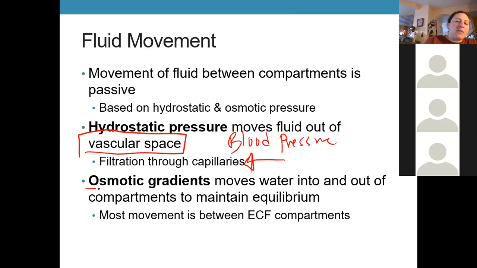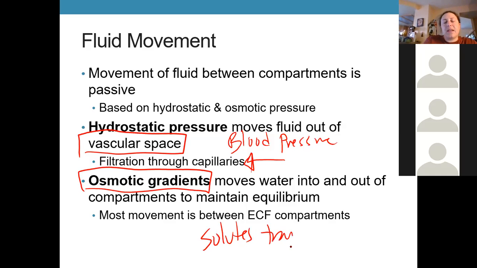Water moves passively down its osmotic gradients. So osmosis is always about the solutes that are trapped in the fluid compartments. If you have a solute that's trapped, then the water is going to follow its osmotic gradient in or out. And for the most part, this is between the extracellular compartments. So most of the movement of water is between the interstitial and plasma spaces.